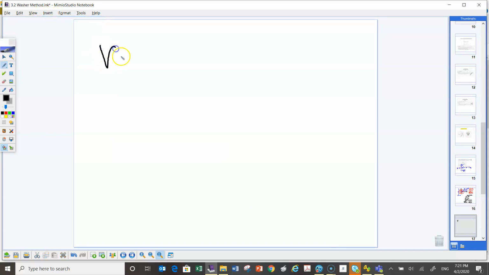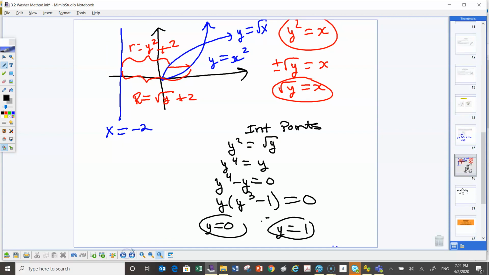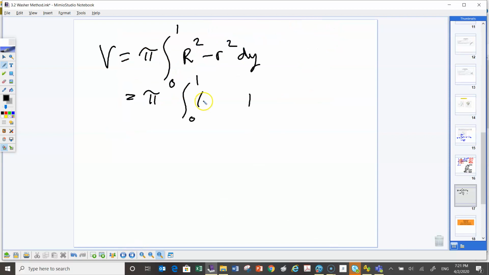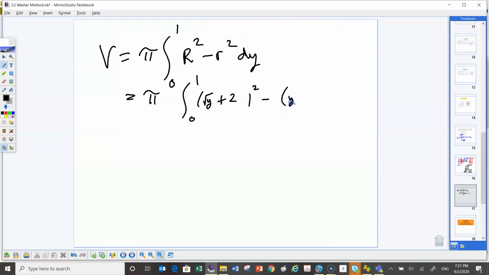So let's set up our volume now. Our volume is going to be pi, my integral from 0 to 1 of the outer radius squared minus the inner radius squared, integrating with respect to y. My outer radius, or the big radius, is root y plus 2, so root y plus 2 all squared, minus the inner radius, which was y squared plus 2. And I'm integrating with respect to y.